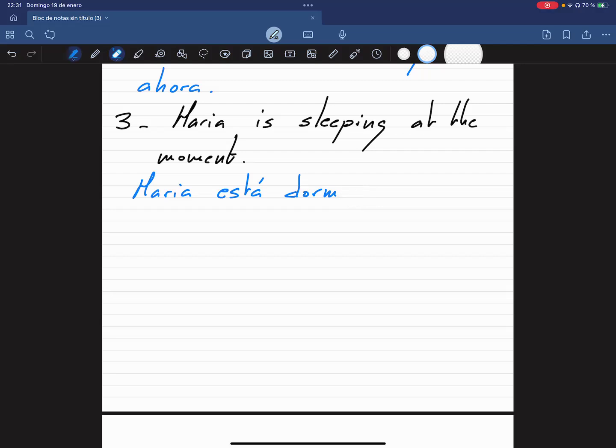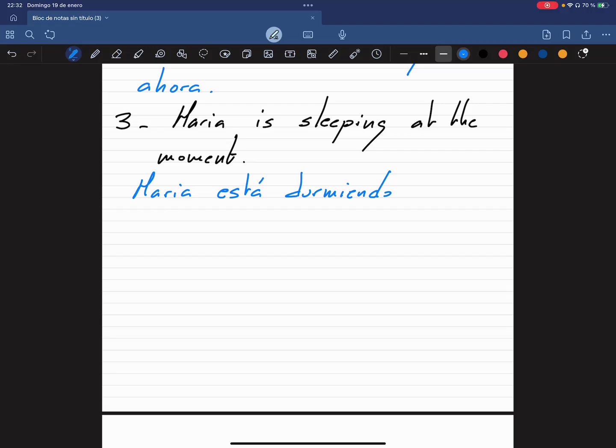So we will say dormiendo. This is a strange verb because when you turn this verb into an ing, this O becomes a U. So it would be durmiendo, but only because it's a strange verb. María está durmiendo. María is sleeping at the moment.